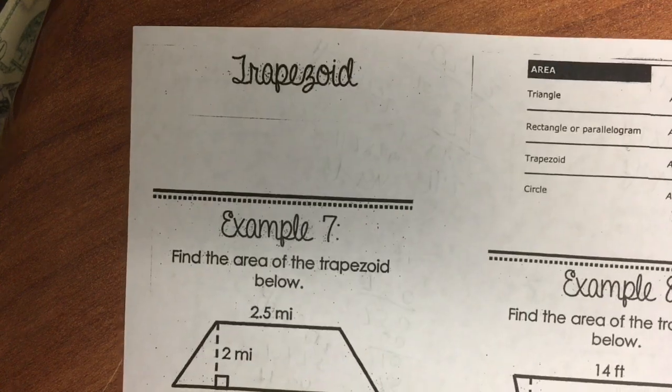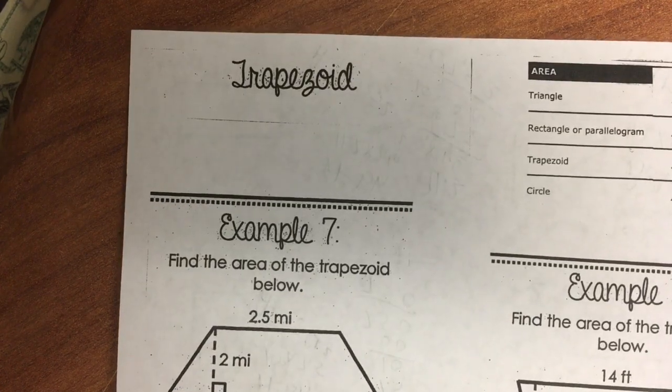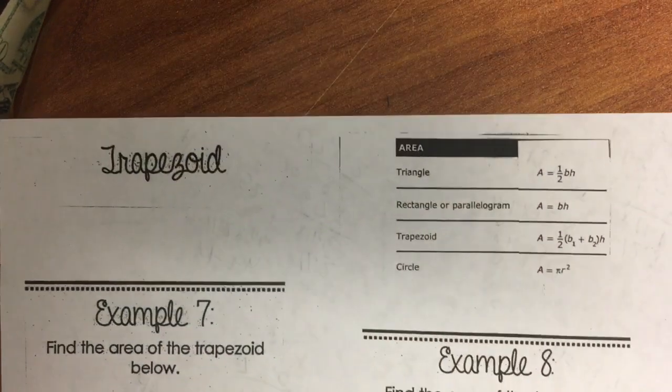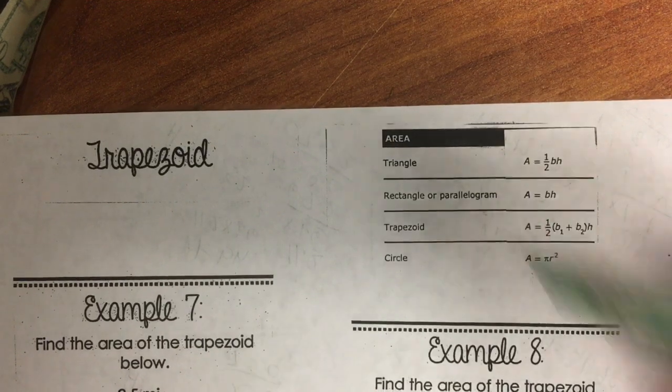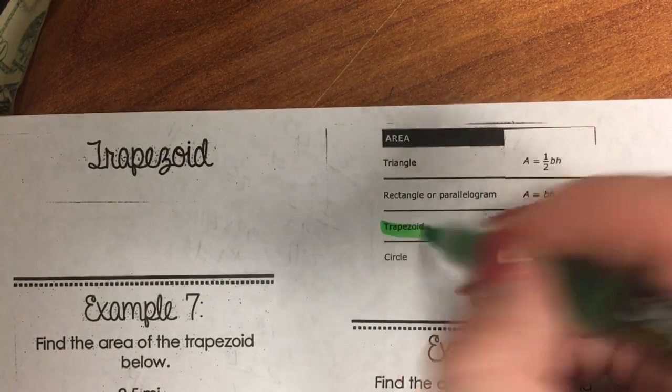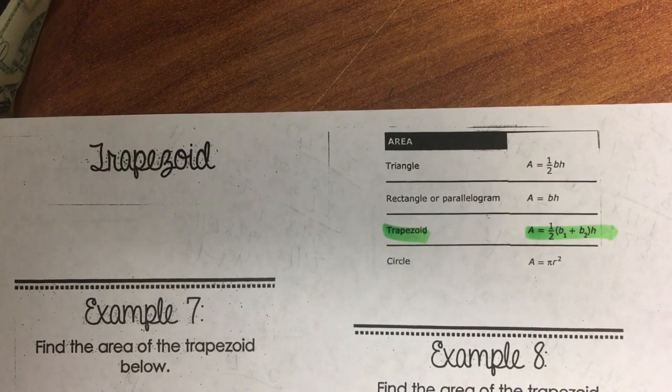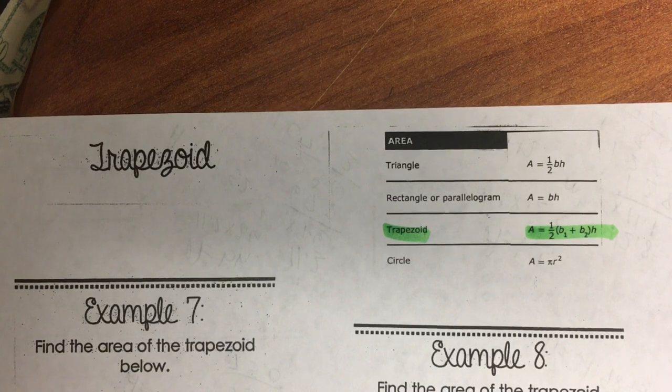Okay, we're going to look at trapezoids. These are trapezoids. This is an example of a trapezoid. So I need to find my formula. On my reference material under area, I find trapezoid, and here is my formula. The formula looks a little bit confusing, but this is what it says to use, so this is what we're going to use.